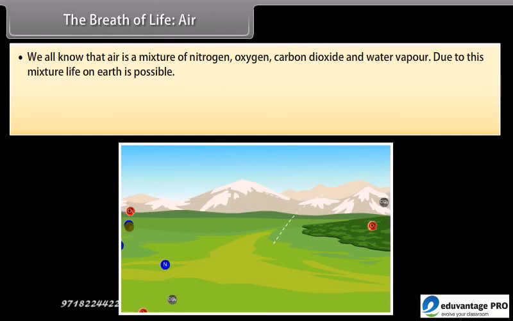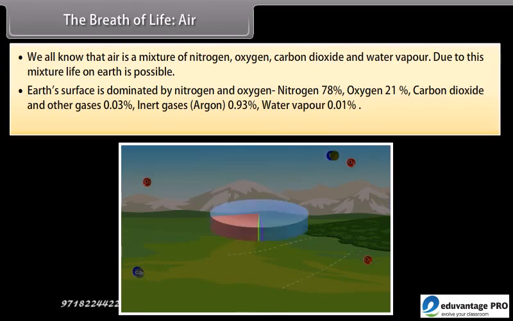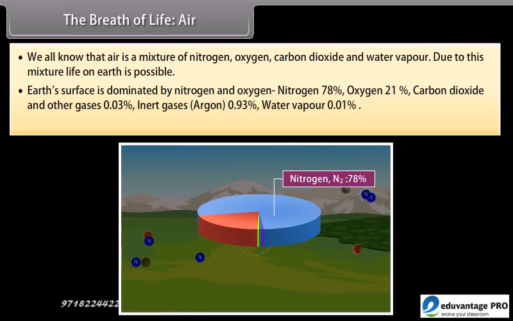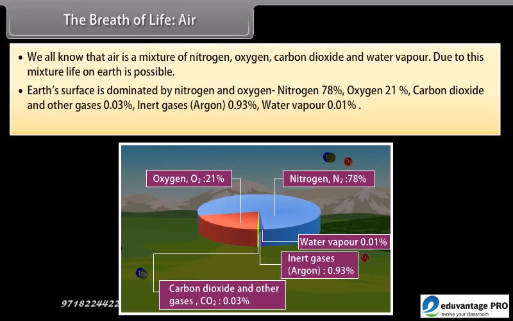We all know that air is a mixture of nitrogen, oxygen, carbon dioxide, and water vapor. Due to this mixture, life on Earth is possible. Earth's surface is dominated by nitrogen and oxygen. Nitrogen 78%, oxygen 21%. Carbon dioxide and other gases 0.03%. Inert gases, argon 0.93%. Water vapor 0.01%.